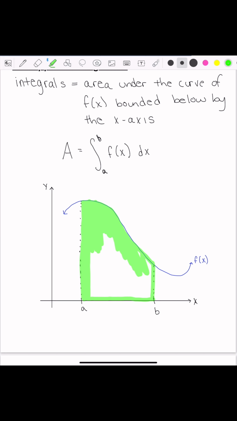Just give me a minute while I fill this in. Alright, so this in here is capital A. That's the area. That literal green area, whatever numeric value represents this area, is what's given to us by our integral. So integrals are literally the area under the curve of f of x bounded below by the x-axis.